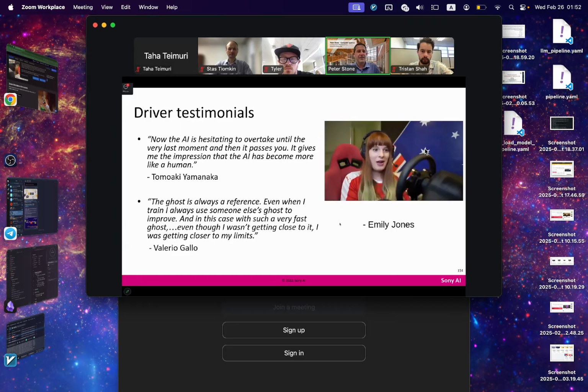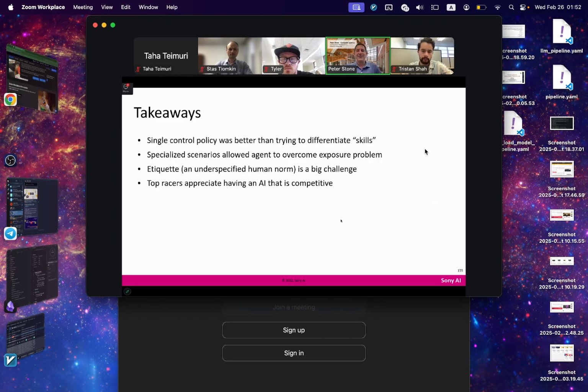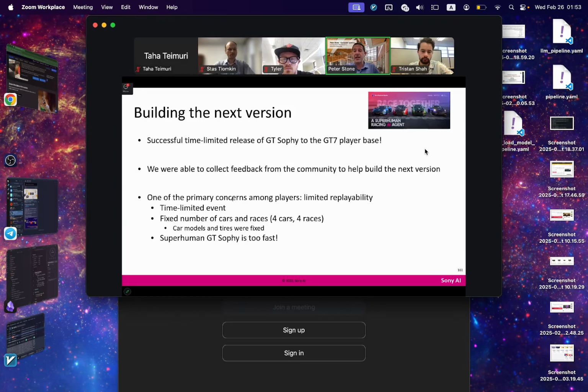So I didn't notice that until I saw the AI, and I was like, oh, okay, cool, I should do that instead. So she's learning from it, which was really nice to see. So our takeaway is that the single control policy was better than trying to differentiate skills. The specialized scenarios mattered, the etiquette was the big challenge, and top racers really appreciate having an AI that's competitive.